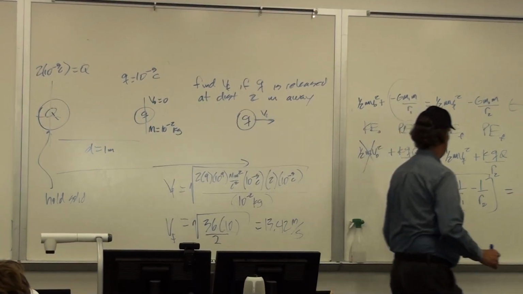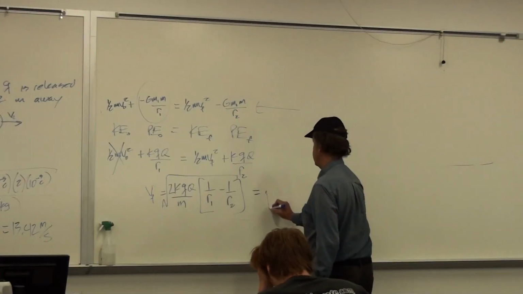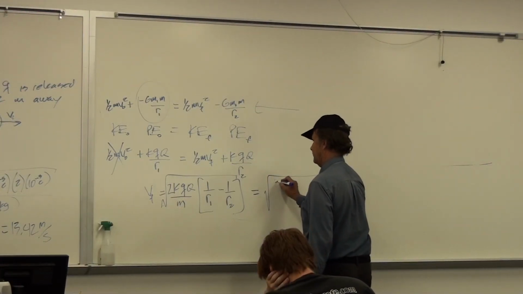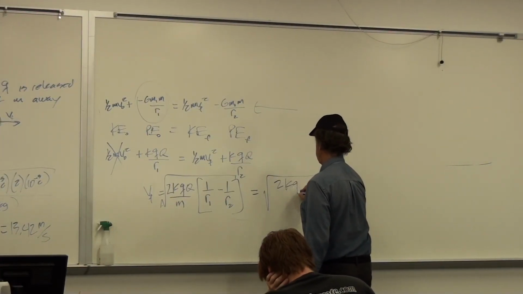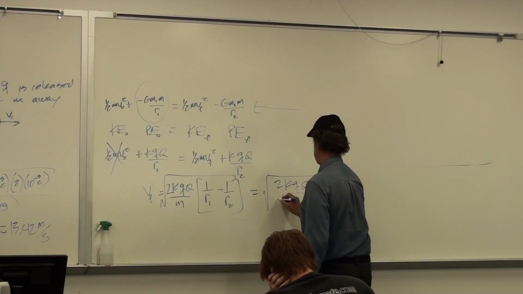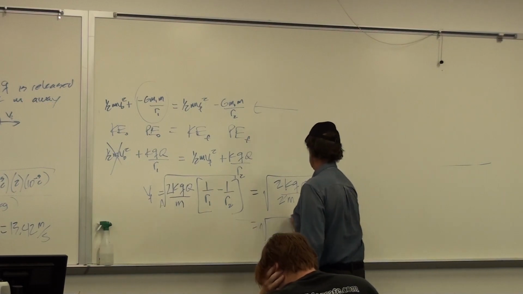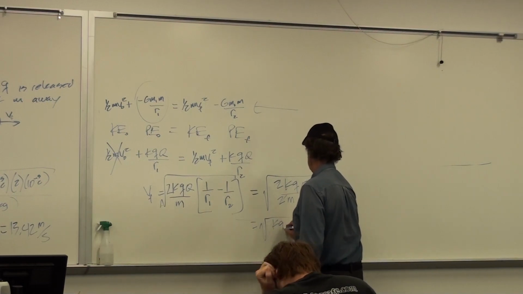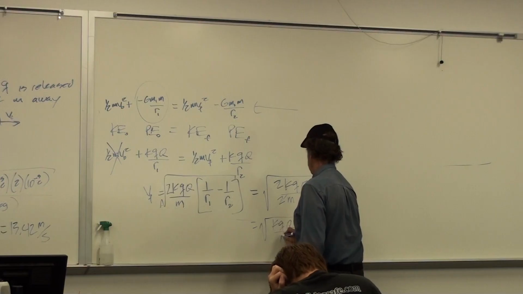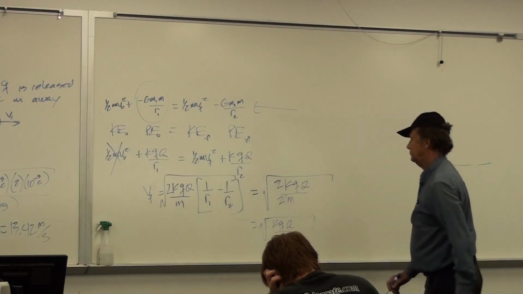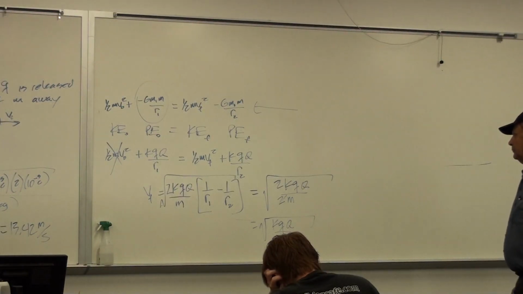Okay, so if I wanted to rewrite this then, I could rewrite this as square root of 2k little q big Q over m times 2. Then the 2's would cancel. So that would give me square root of k little q big Q over m. Probably would have been easier to do that.